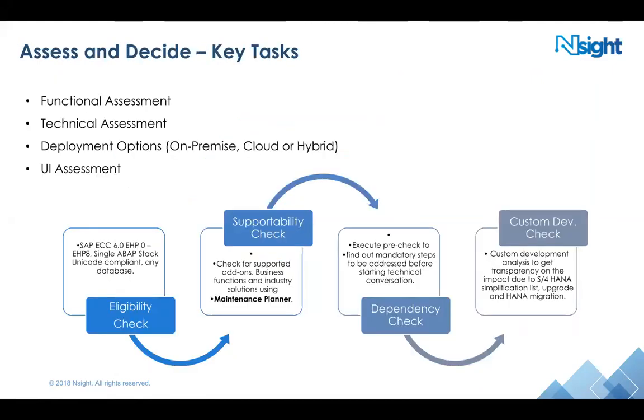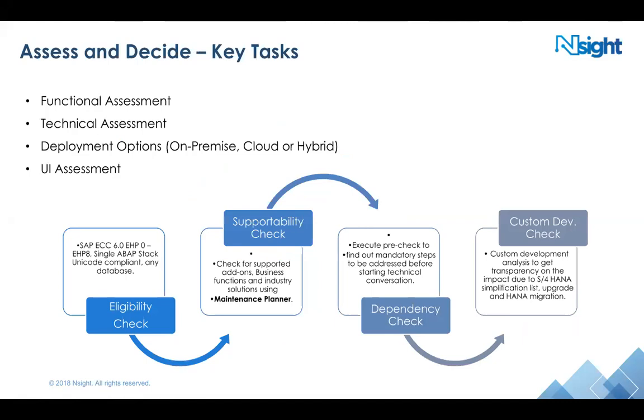I'm going to go into a little more high-level tasks on what kind of checks you need to do in this phase of the project before you make a decision, more around whether your system is compatible. ECC 6.0 Enhancement Pack 8 is one of the eligibility checks you need to do to make sure that these technical prerequisites are met. A single ABAP stack, Unicode compliant, right? Those kinds of things have to be checked.